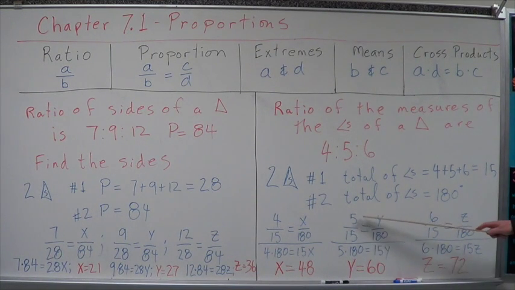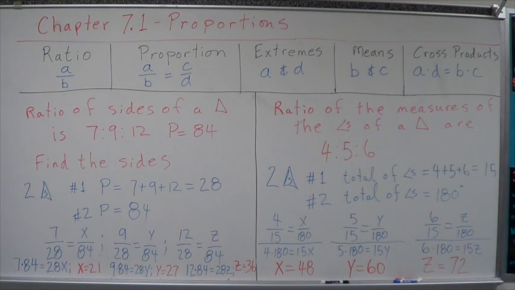Second angle. Ratio of 5 is to the total of 15. Our second angle, y, we don't know, is to 180. Do our cross products. Y equals 60. Third one and last one. 6 is to the total of 15, and z is to our total of 180. Do our cross product.